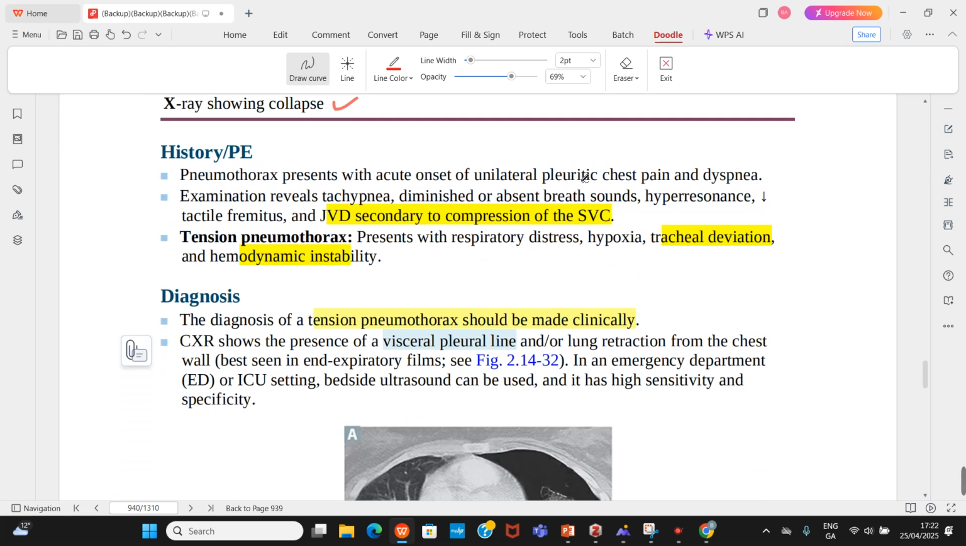So, how would they present? Don't forget, sudden onset lateral pleuritic chest pain and dyspnea. This could also be PE, so it doesn't really tell us that much. They're going to have tachypnea, but with diminished breath sounds. So this is not likely in someone that has PE. Here, breath sound is going to be diminished or reduced. With percussion, there's going to be hyperresonance. Tactile fremitus is reduced. And this is increased in what condition?